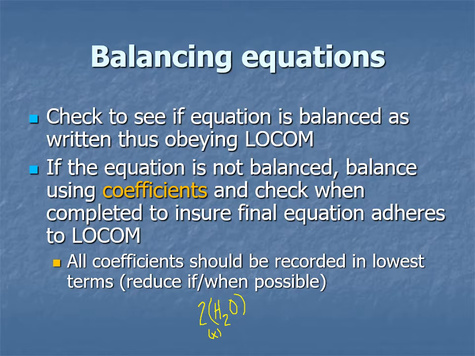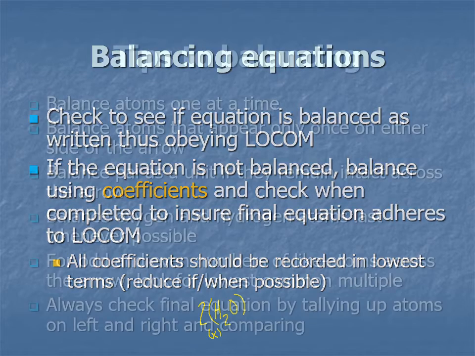Whenever we have coefficients, we should always use the lowest possible coefficients that will balance the equation. So you may have an equation that balances with coefficients of 2, 1 and 1, but it would also balance with 4, 2 and 2, because it's the same ratio of numbers. And we would always want to reduce to the lowest terms if at all possible.